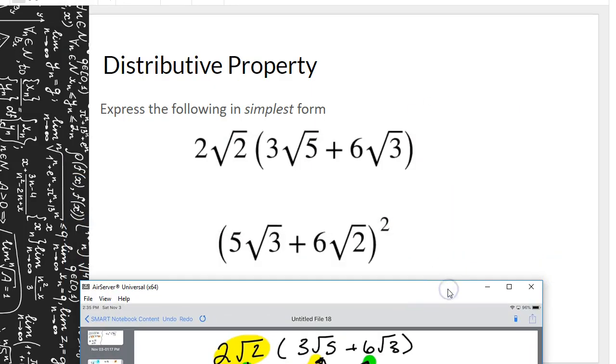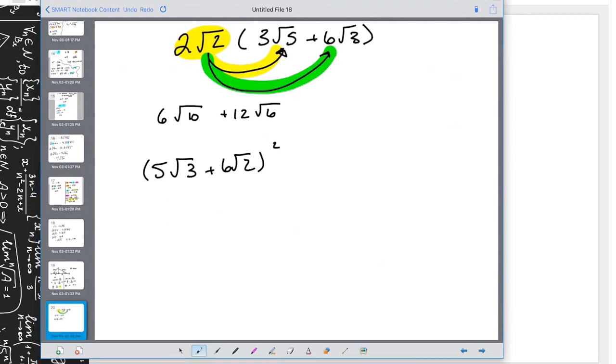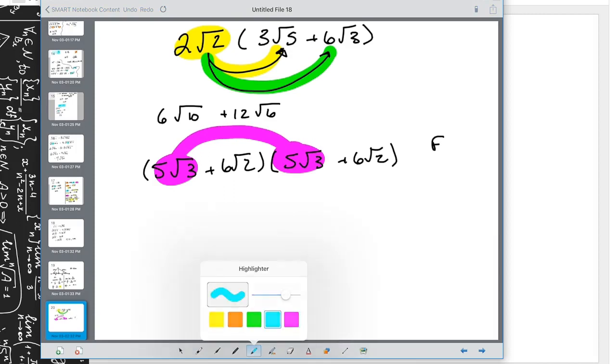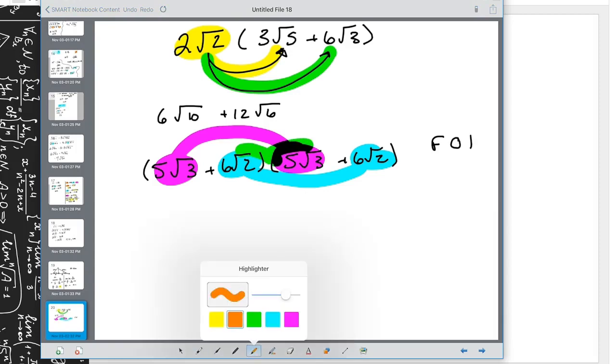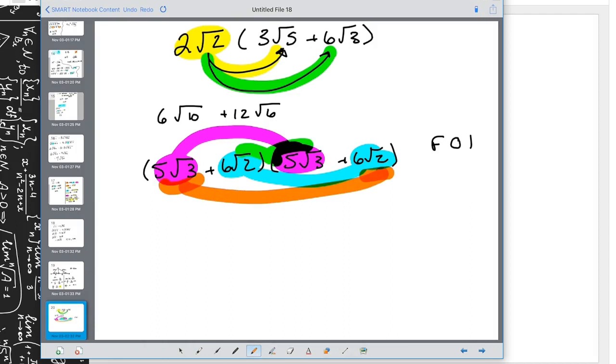The second one we're going to do is FOILing. So the quantity 5 root 3 plus 6 root 2, squared. Well, what does that look like? Squared means that we're taking everything in this bracket and multiplying it by itself once more. This time, we're taking our first terms, so that's the F. Then we're multiplying our outside terms, that's the O. And then we're taking our inside terms, that's the I. And then finally our last terms, that's the L.